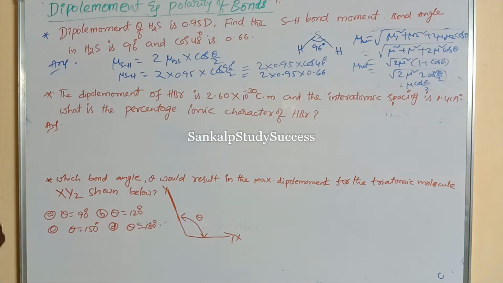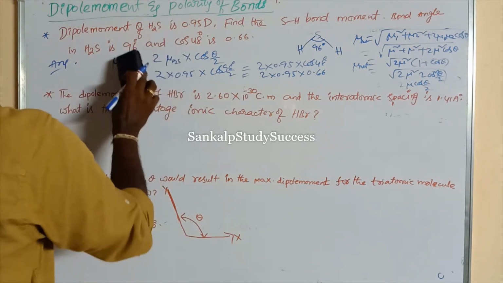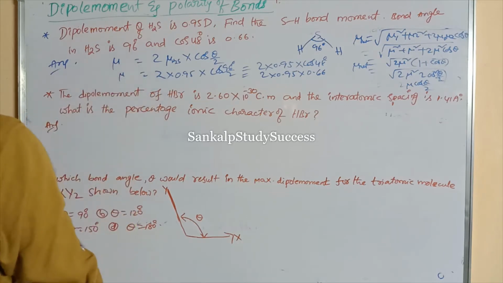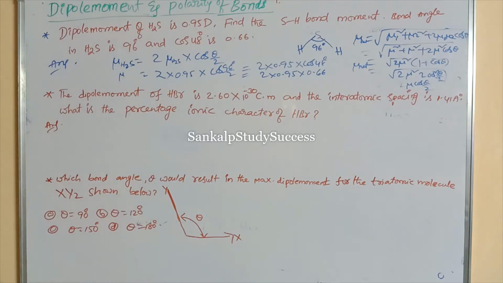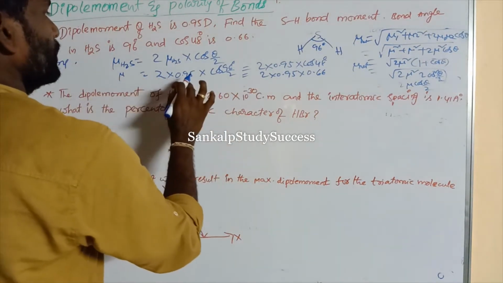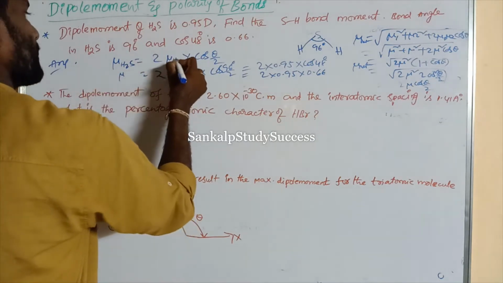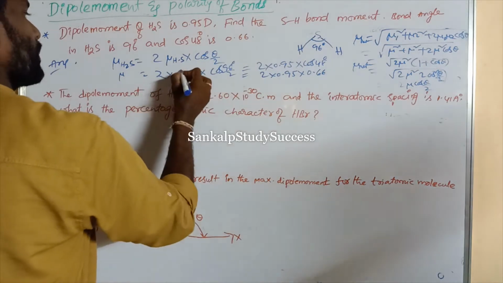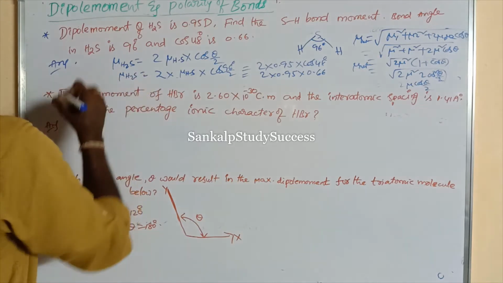Now here, the dipole moment is mu H2S, this is mu H2S. Right, this is not mu of the H-S bond. So this is not given, and H2S is given.